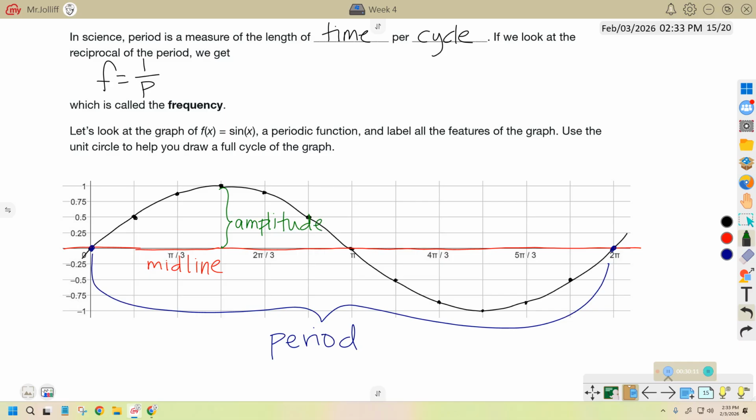So amplitude is the height from the midline of those peaks and those valleys, highest and lowest point. So I get the amplitude here at pi over 2 from midline to peak. This distance here from the midline down to the bottom of that valley is also my amplitude. We call amplitude A.